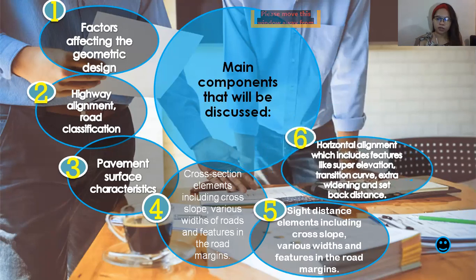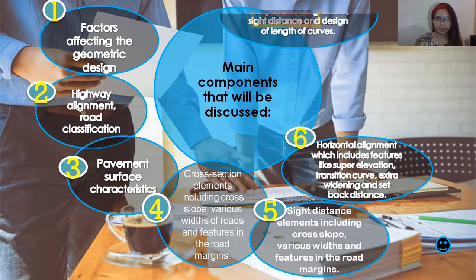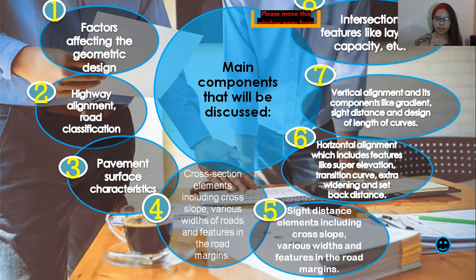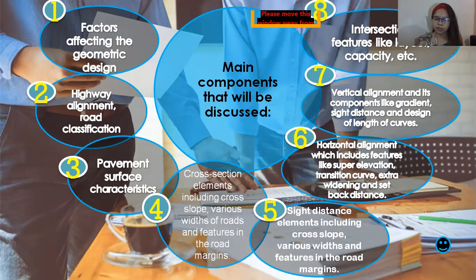6. Horizontal alignment, which includes features like super elevation, transition curve, extra widening, and setback distance. 7. Vertical alignment and its components like gradient, sight distance, and design of length of curves. Lastly, the intersection features like layout, capacity.